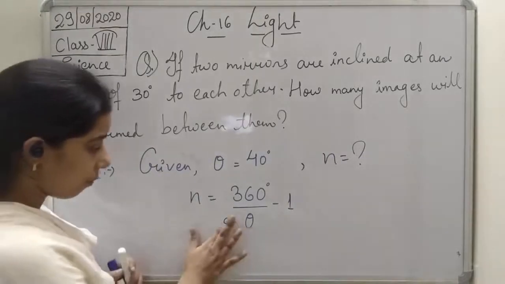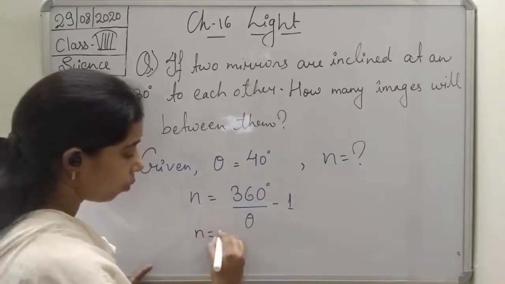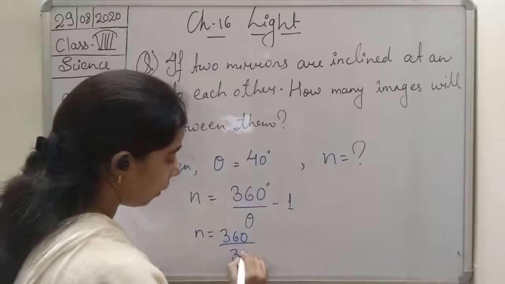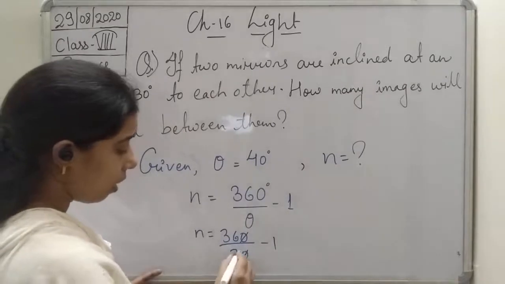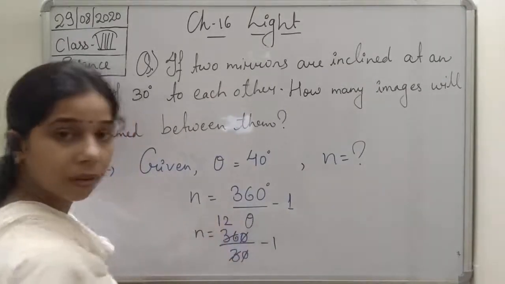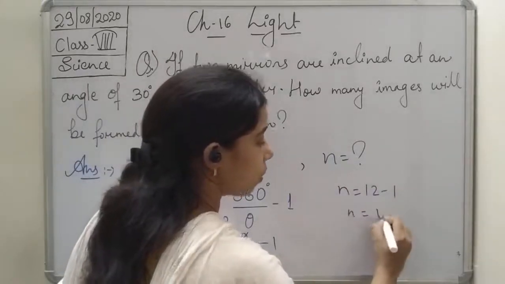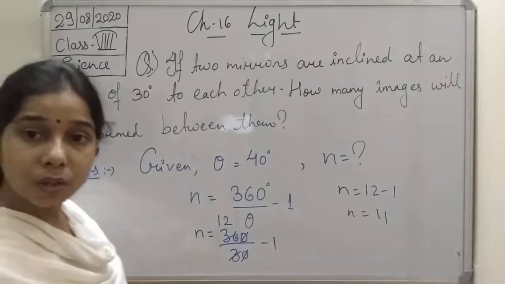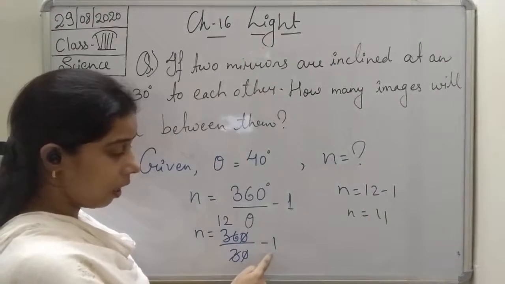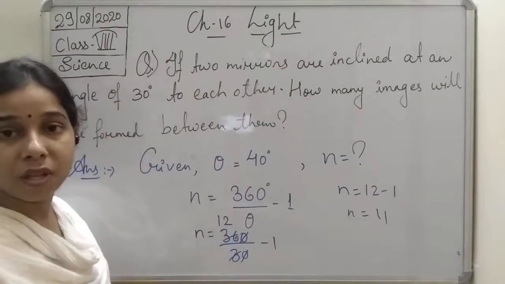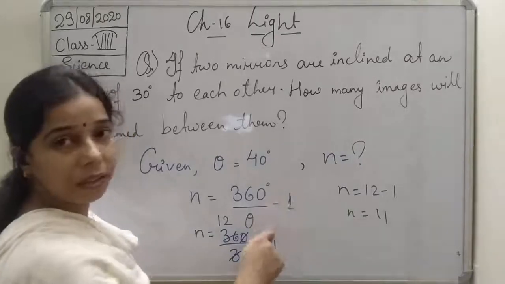So you see here, n will be equal to 360 upon 30 minus 1. Before that it was 40 degrees. So you see here students, 360 divided by 30 is 12. So n will be equal to 12 minus 1, so n will be equal to 11. Before that it was 40 degrees, and 360 divided by 40 gave us 8 images, but as you decrease the angle, the number of images becomes 11.